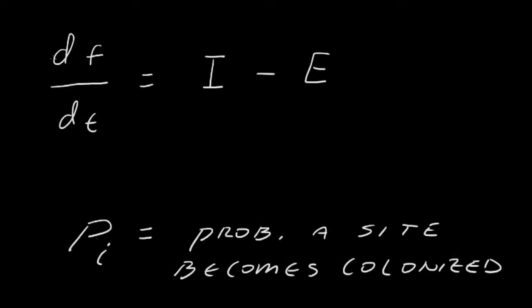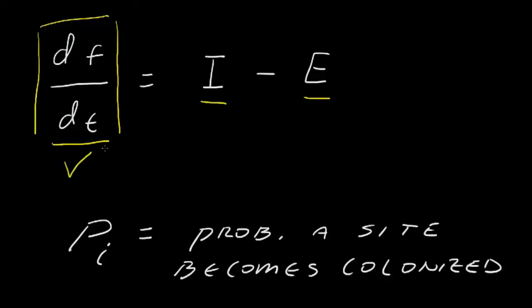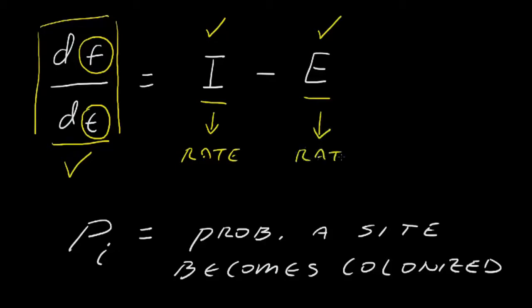We would express this as dF/dt = I - E. Sounds a little complicated. Basically, what this expression means is that the change in F, the change in the fraction of occupied sites over time, is a function of immigration or colonization and extinction. The I term here is the rate of immigration. And the E term here is also a rate. It's the rate of extinction.